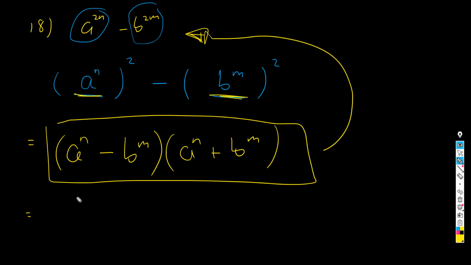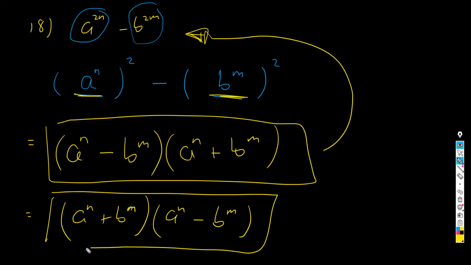Now if you have any question about whether this other answer is the same, for example, a to the n plus b to the m times a to the n minus b to the m, yes, of course. Because changing the order of products, placing this one at the beginning and this one at the end, doesn't change the product. It's like when I multiply 2 times 3, that's 6, or 3 times 2, that's also 6. The order of the factors does not change the product. So that's how this works, guys.